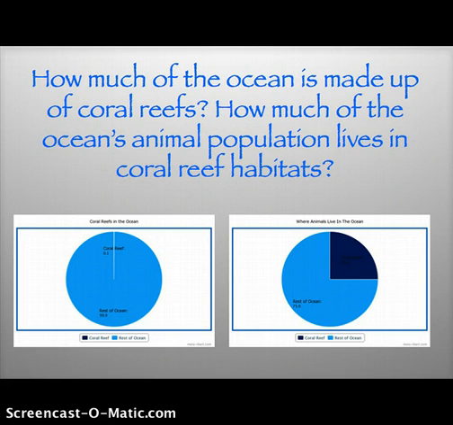These graphs demonstrate how much of the ocean is made up of coral reefs, and how much of the ocean's animal population lives in coral reef habitats. As you can see, the graph on the left represents that only 0.1% of the ocean is made up of coral reefs. The graph on the right represents that 25% of the ocean's animal population lives in that tiny 1%. Pretty amazing.